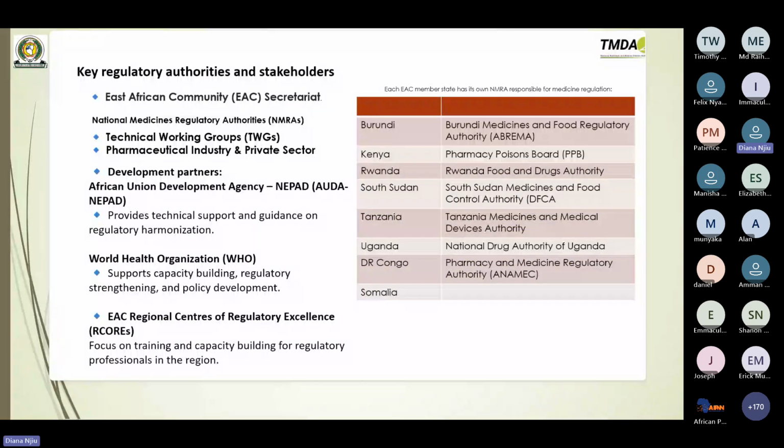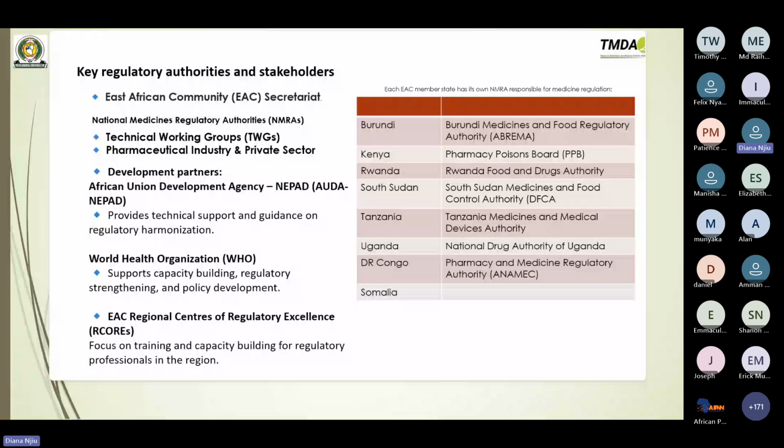So who are the key regulatory authorities and stakeholders for this pathway? Here we are talking about the EAC, the East African Community Secretariat. We also have the National Medicine Regulatory Authorities. For all these member states that we have been mentioning, Burundi, Kenya, Rwanda, South Sudan, Tanzania, Uganda, DRC Congo, and Somalia, each NMRA is involved equally, though some of the states have joined lately.